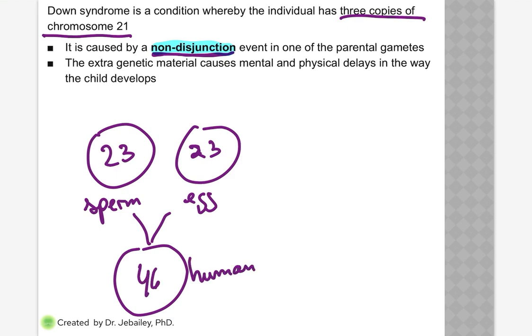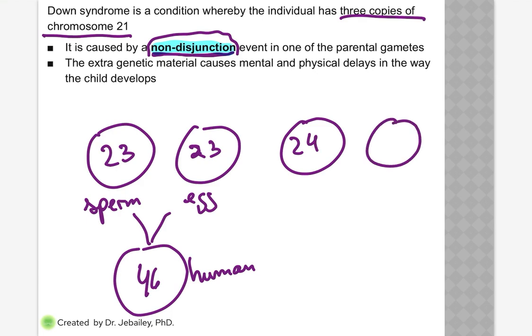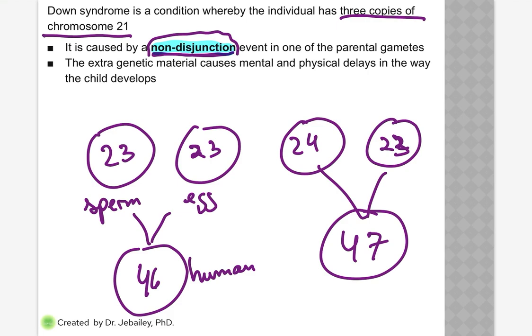However, because non-disjunction happened during meiosis, specifically at anaphase, they did not separate the chromosomes equally. So that means one cell ended up with 24 and the other might have 22, or it could have been 23. In this case, if these sperm and egg join, what happens? They are 47. So you can see the human needs to be 46, but there's this one extra chromosome. If that extra chromosome happens to be chromosome 21, then that's it. The child has Down syndrome.